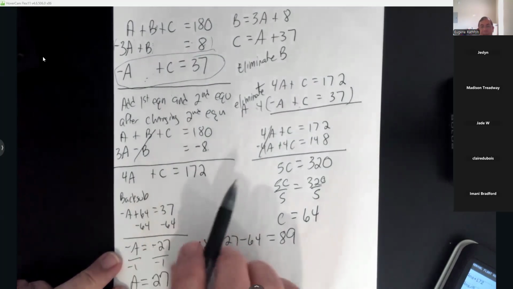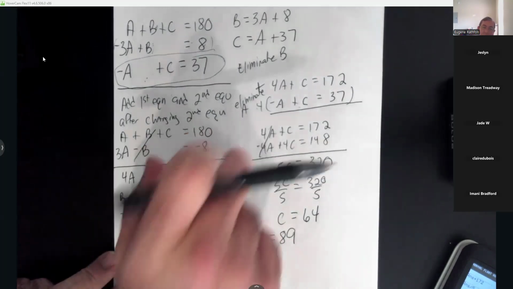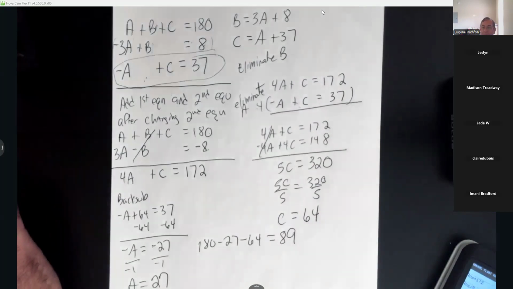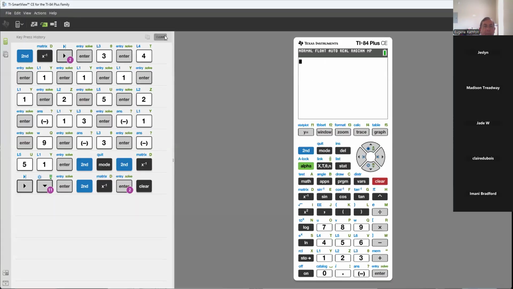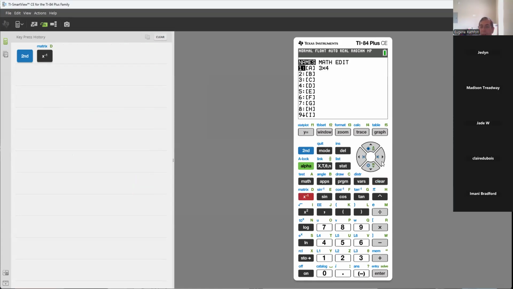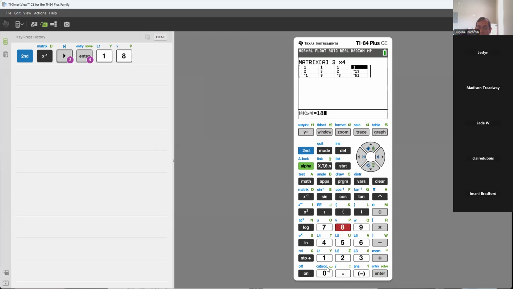So y'all, this one's not bad. You just got to figure out what variable you want to kick out and how you want to solve that, okay? So let's do it by matrix real quick. So second, x negative 1, edit, enter. It's a 3 by 4 still. So this one had x plus y plus z equaled 180.